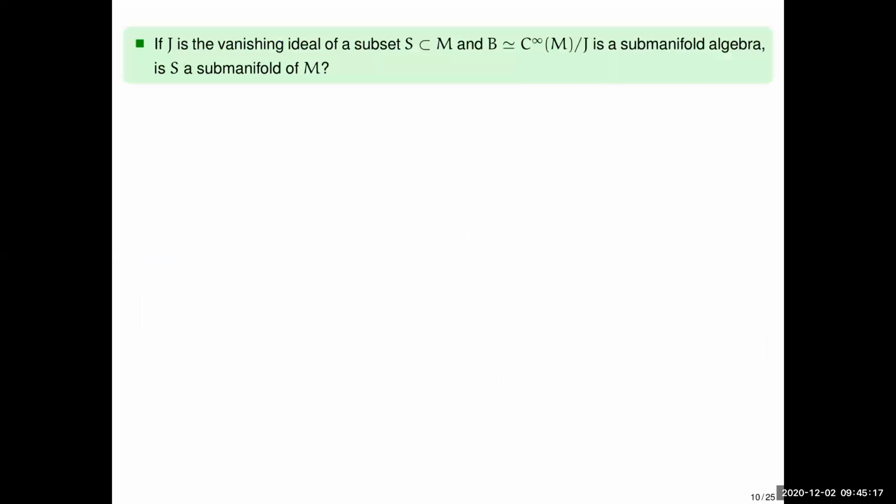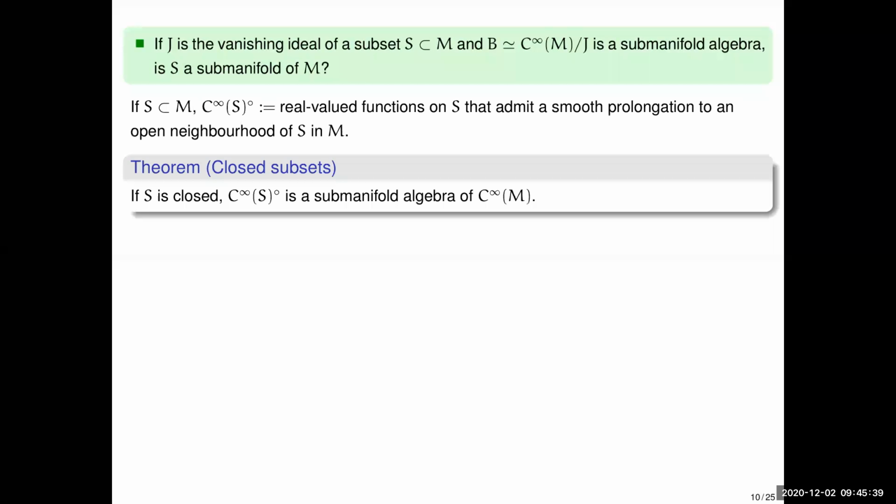Okay, so second question. Assume now that J is the vanishing ideal of a subset S of your manifold. Assume that the quotient algebra B is a submanifold algebra. Then is S a submanifold of M? Can we conclude that it is a submanifold? And here the answer is negative. So we can do the following construction.